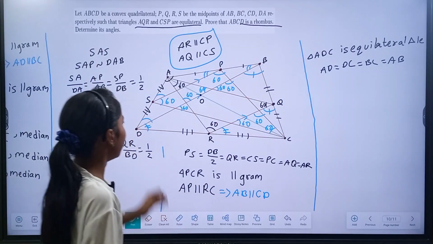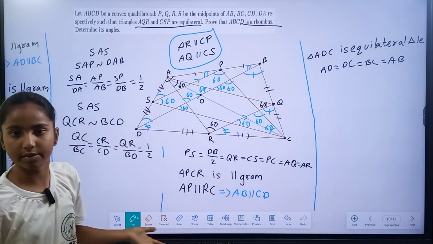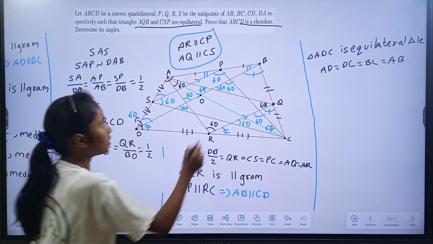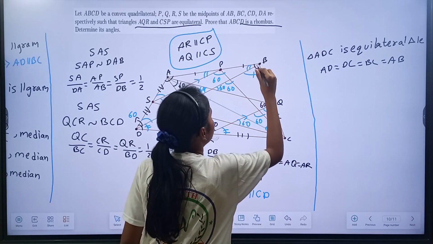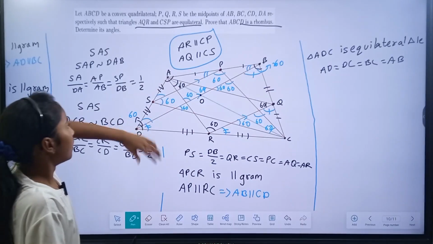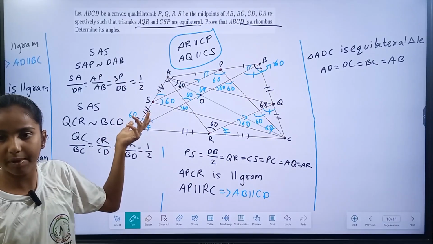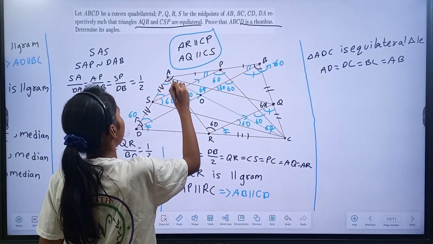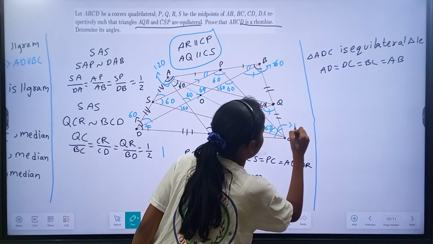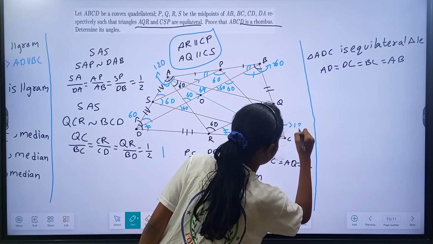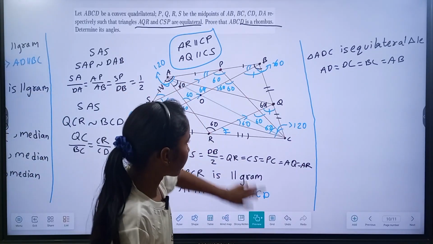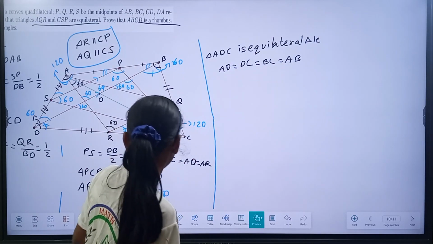Let's determine the angles. We have just proved that ADC is an equilateral triangle, so this angle is equal to 60, and this angle is also equal to 60. These both lines are parallel, and if AD is a transversal, the sum of the supplementary angles equals 180. So this whole angle equals 120, and then this angle is also equal to 120. So we have determined all the angles and proved that ABCD is a rhombus.